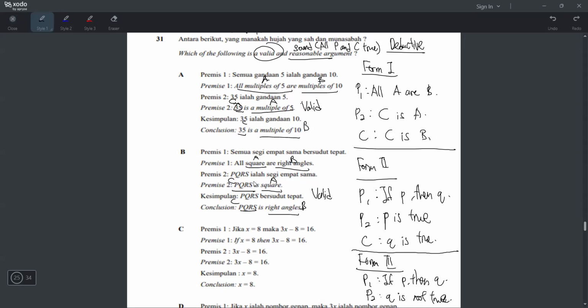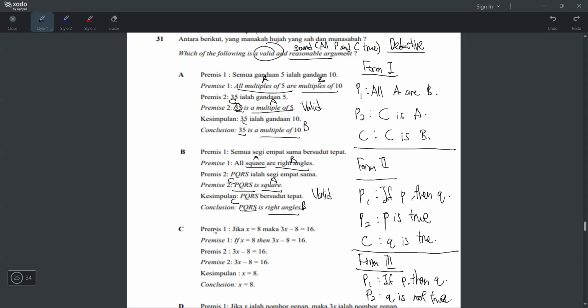Hey, but imagine what if here I write PQRS is right angle. What if I change the premise to PQRS is right angle? Then it's not valid already. Yeah, it's not valid already because dia tak ikut dah. Sebab kalau you tulis C is B sini then it's not valid already. So dia tak ada ikut format, not valid.